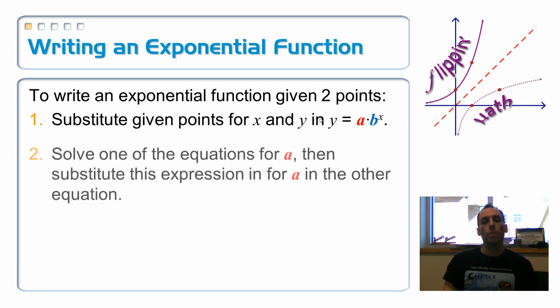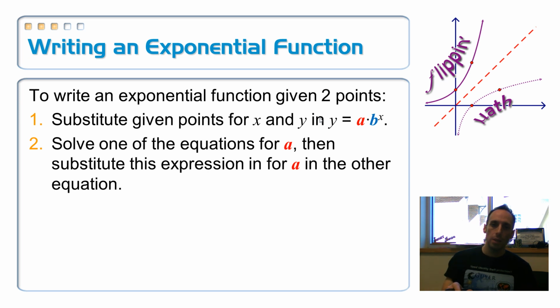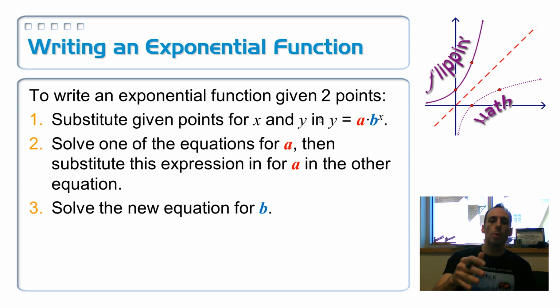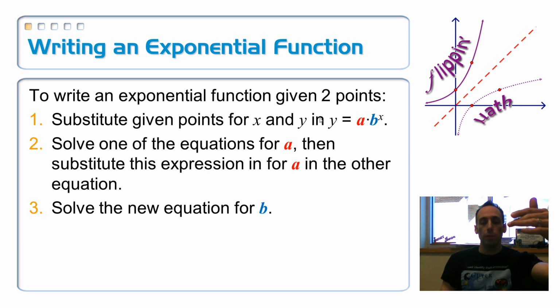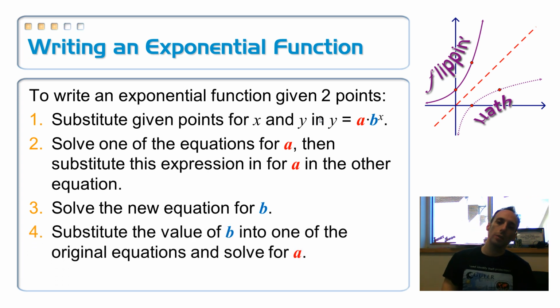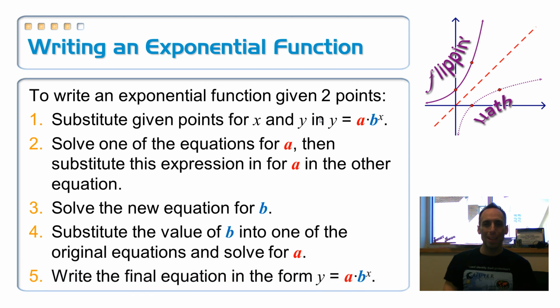So step 2, you're going to solve the simpler equation for a and then substitute that expression into the other equation in the place of a, and that gets rid of it. So then step 3, solve that new equation for b. Once you have that b value, then you're going to put it back into the original equations to solve for a. Now you have your a and your b value. Then rewrite your equation y equals a times b to the x. Maybe take a second or two to check it, make sure it makes sense.